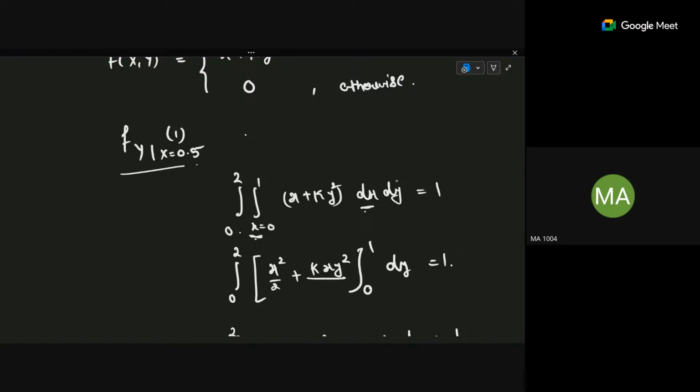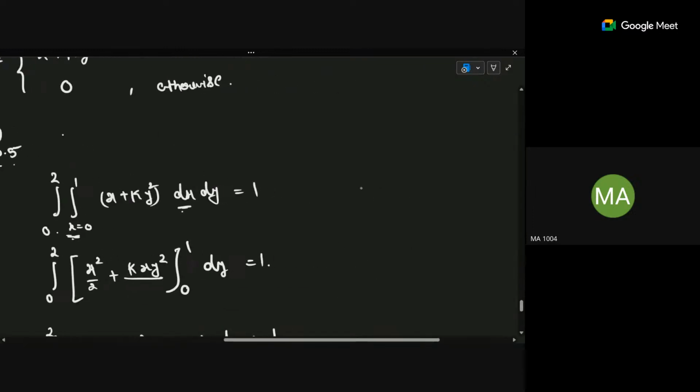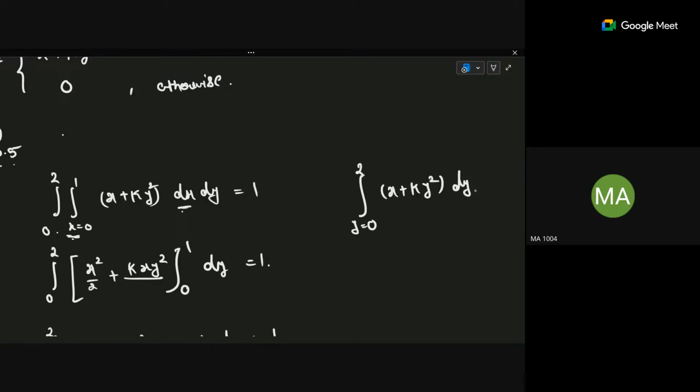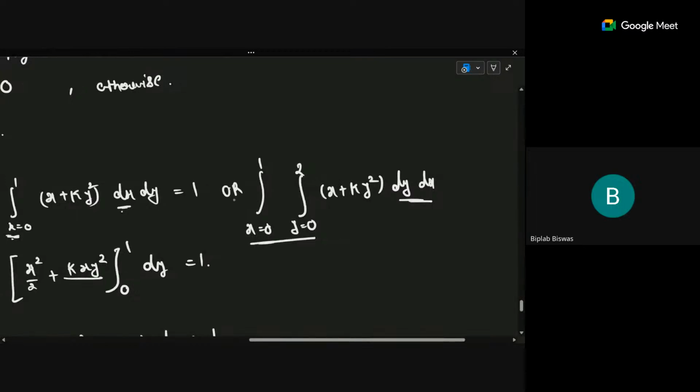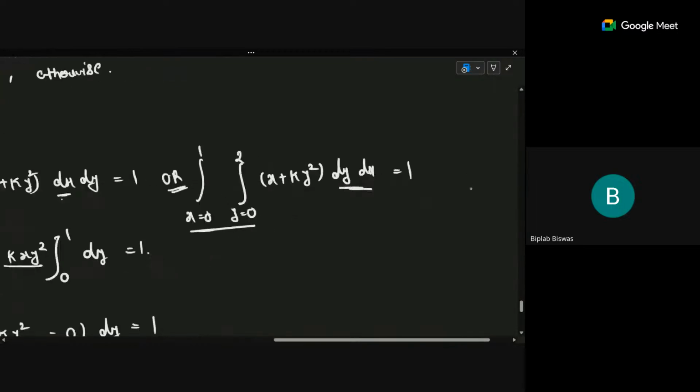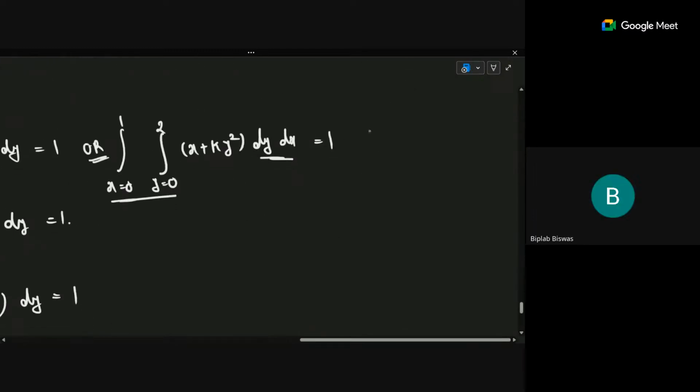Yes. If a student starts with integrating with y from 0 to 2 of x plus ky square dy, and then we integrate with respect to x from 0 to 1 dx, if you are maintaining these orders, ma'am, this answer is not matching actually. I got x square by 2 plus 8k by 3.